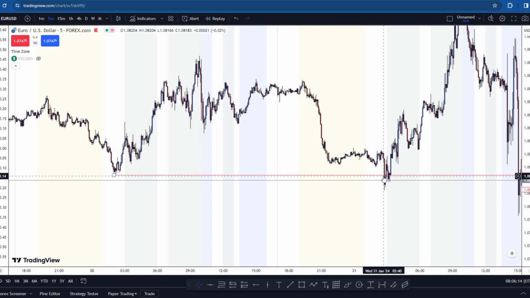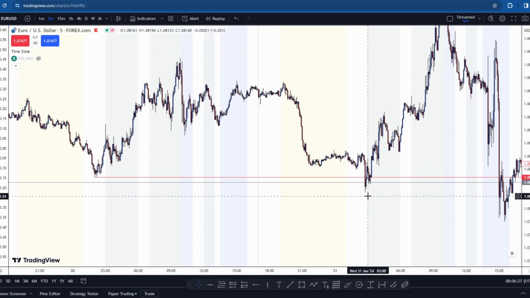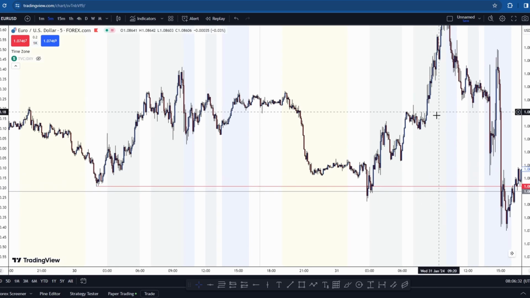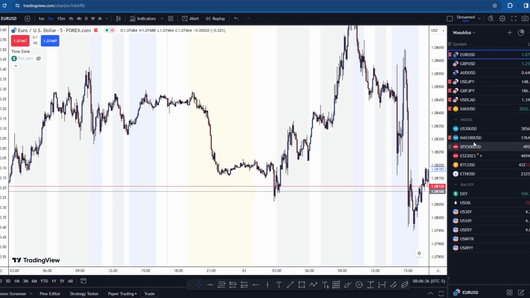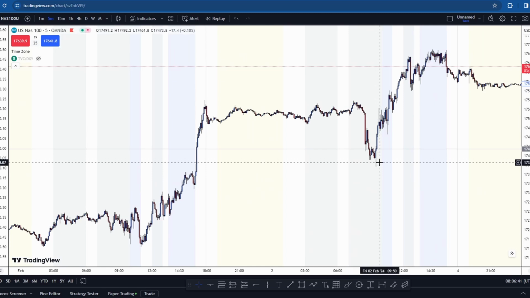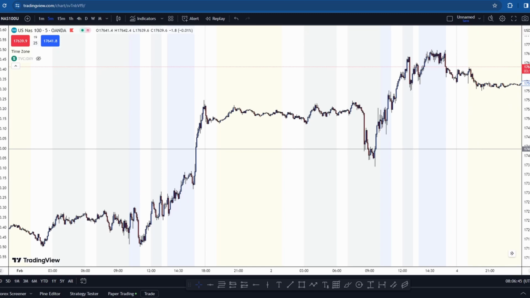And now another thing is the time period. You have to look for these liquidity runs in a particular time period. In forex, the particular time period will be the London kill zone and the New York kill zone. And in Nasdaq, it will be after 10 o'clock, and in the afternoon session after 2 o'clock. So this will be your time period.